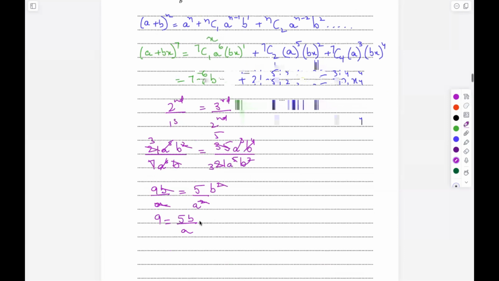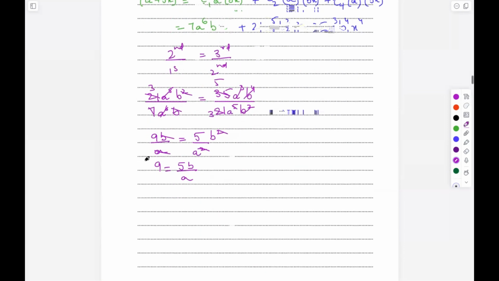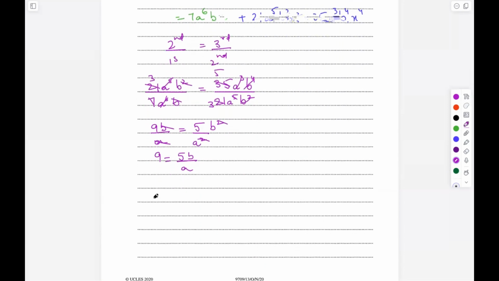As we have to find the value of a upon b, we'll take a on the left hand side and b also on the left hand side, so that will become a upon b, and this will be equal to 9 will come on the right hand side and divide by 5, so a upon b will be equal to positive 5 upon 9.